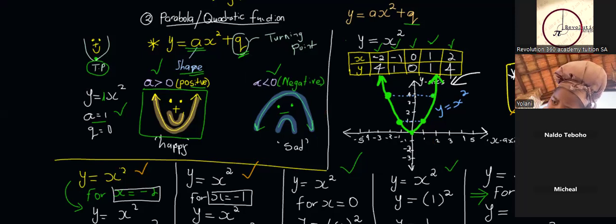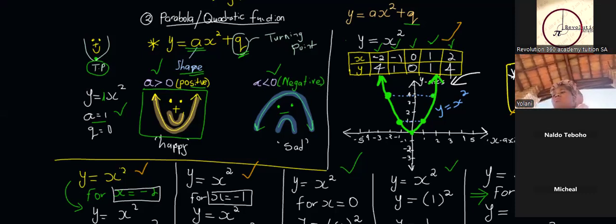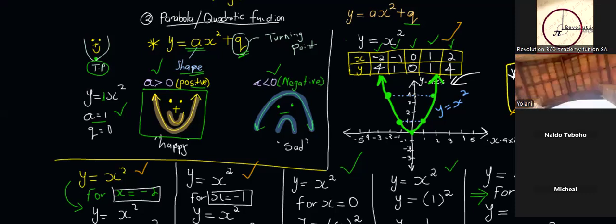Remember I said there are two ways in which you can draw any graph that you can ever think of, whether a straight line graph, a parabola, an exponential function, or a hyperbolic function. Don't stress, I'm going to teach you all the functions.